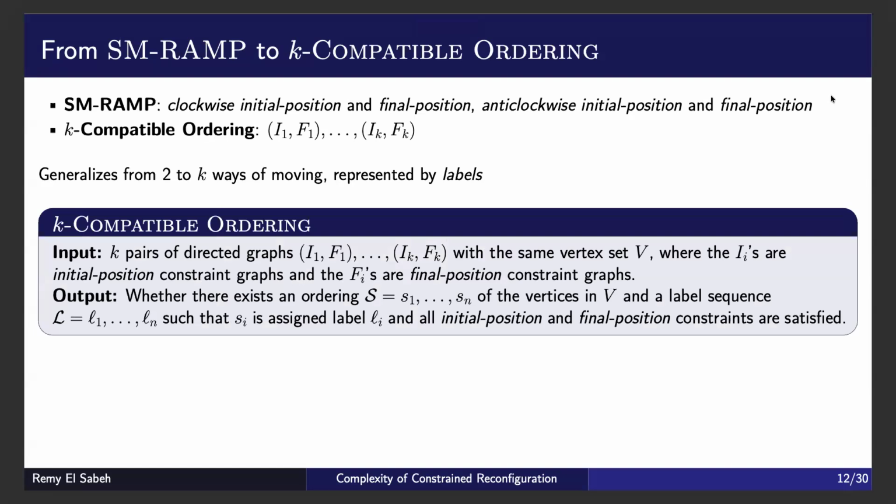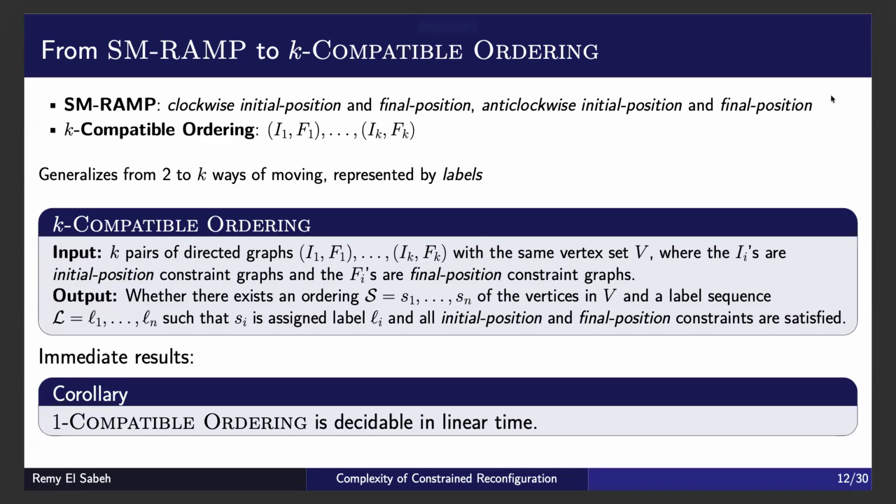You don't really have to bother with the details here, because again, the gist of it is you have those vertices, you want to order them, and you want to label them in such a way that you respect all initial position and final position constraints. So as a direct consequence of the definition of k-compatible ordering, we know that we can solve one compatible ordering in linear time, because that's basically the same exact problem as clockwise only SMRAM. Right? We have a single way of moving per arm, and we're done.